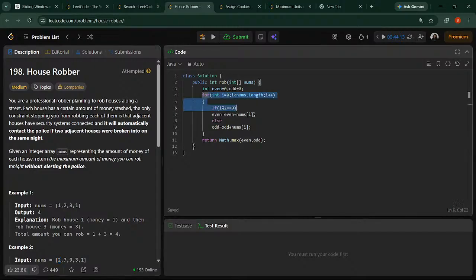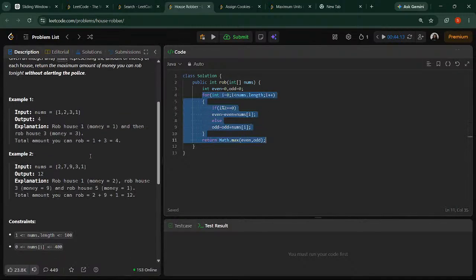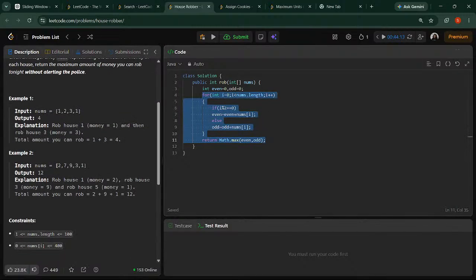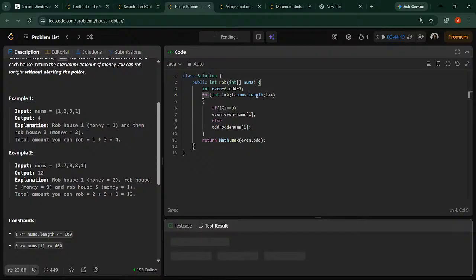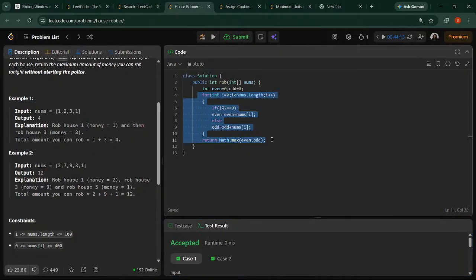But this logic is wrong. I can see it. It will not work because we can jump from two to one, three also. One, two, three, four, five. I can jump from this. This logic is wrong. That's why this will not work.